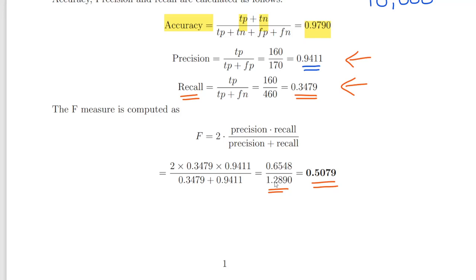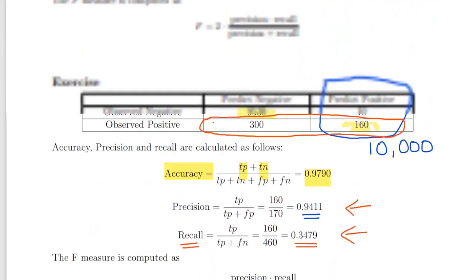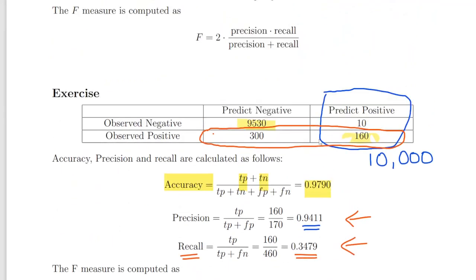What's letting you down is the recall. You really want to be catching more of the observed positives, because you're only catching about a third of them. You want to be doing better there. All right, we'll leave it there.